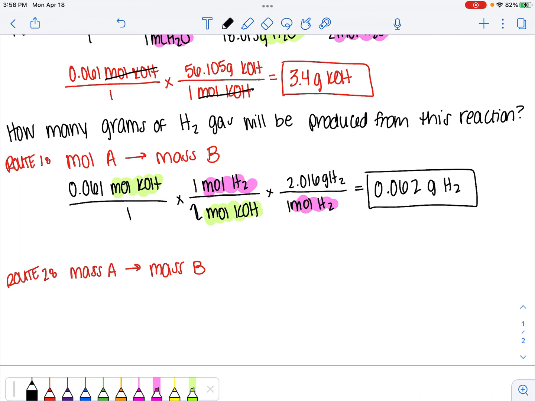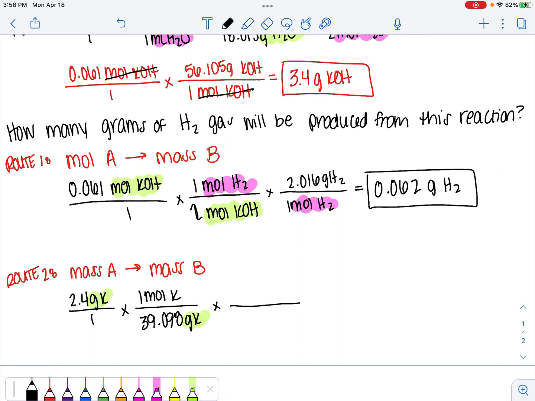Alternatively, you could go back and start with your mass of potassium, which is given in the problem. So you know that in the problem, you're starting out with 2.4 grams of potassium. This is your limiting reactant. You can get to moles of potassium by using the molar mass conversion factor. So in 1 mole of potassium, there are 39.098 grams of potassium. And here, units cancel with the units.